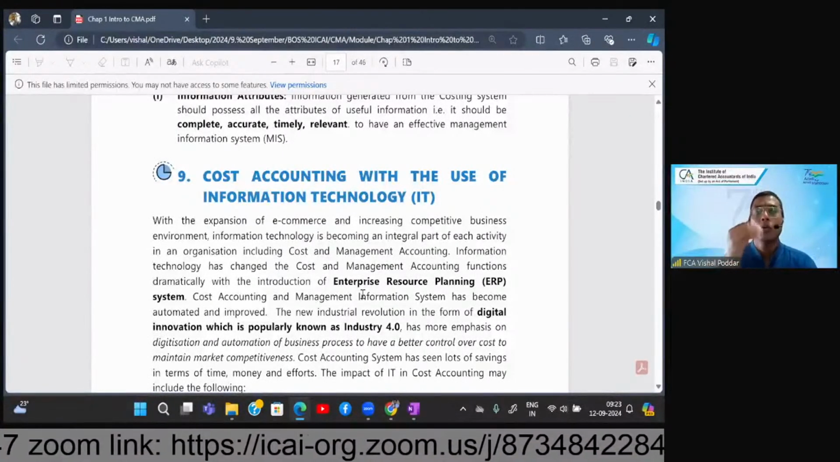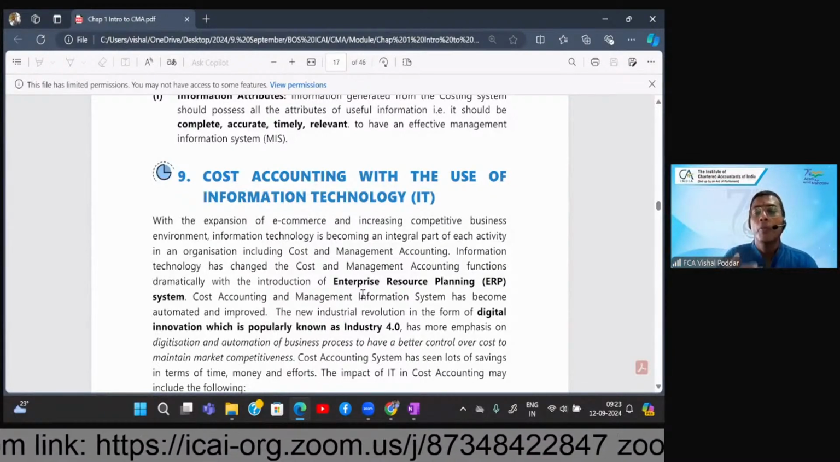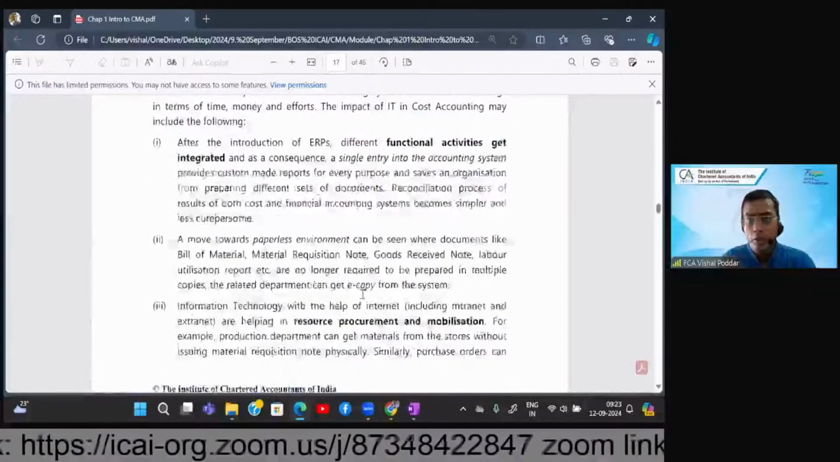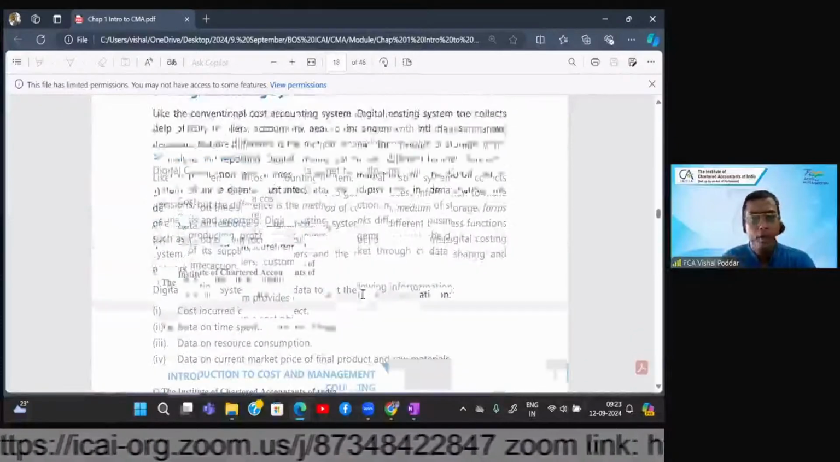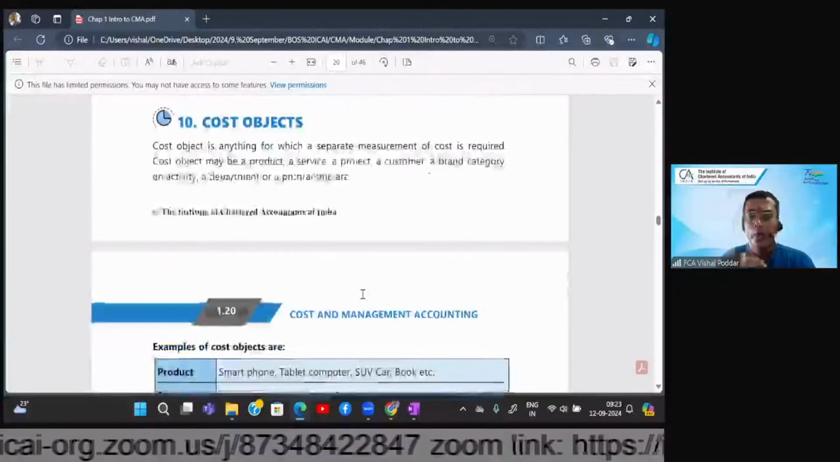So we have to keep this in mind, that whatever costing system is there should now be linked and should now be synchronized with the technology or the information technology part. And then these are the points relating to technology, coding, etc.